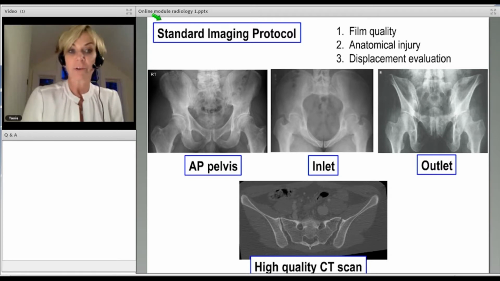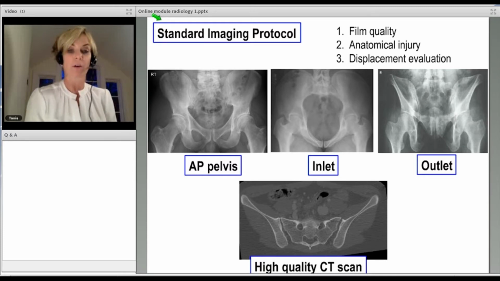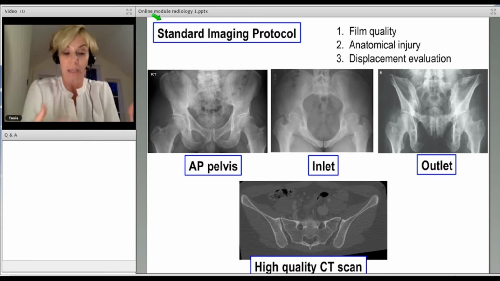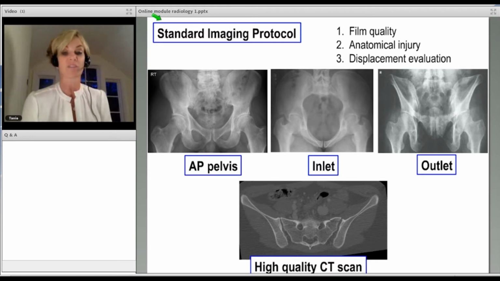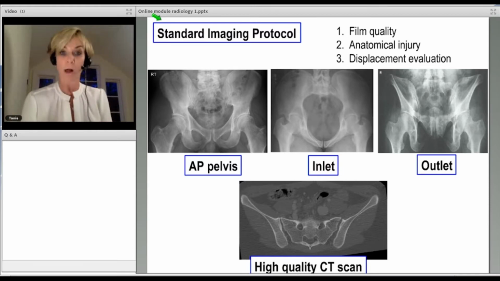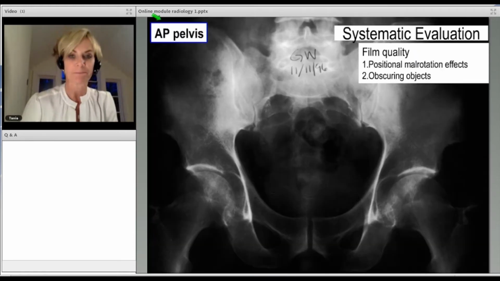When a patient has suffered or is suspected of a pelvic ring injury, the standard imaging protocol that we typically follow includes the AP pelvis obtained in the trauma bay, followed by an inlet and outlet radiograph. So these are our orthogonal views of the plane of the pelvic ring. And then pretty much anybody who's gone to the trouble of breaking their pelvis or given the suspicion that they have deserves a high quality CT scan. And in each one of the films, we're going to evaluate the film quality, try to identify anatomical injuries, and then do an evaluation of displacement.